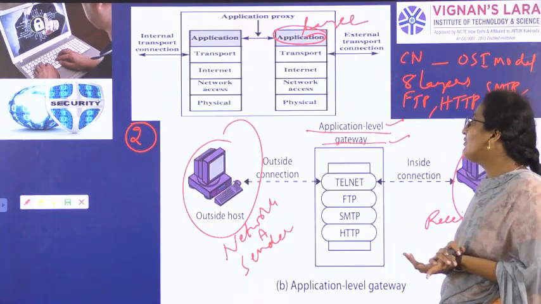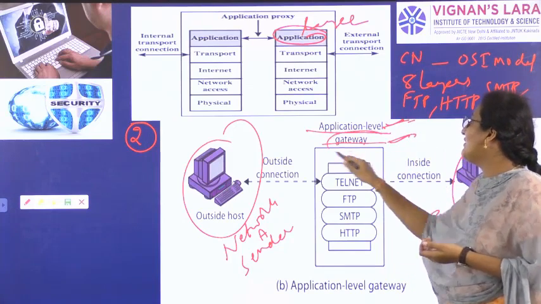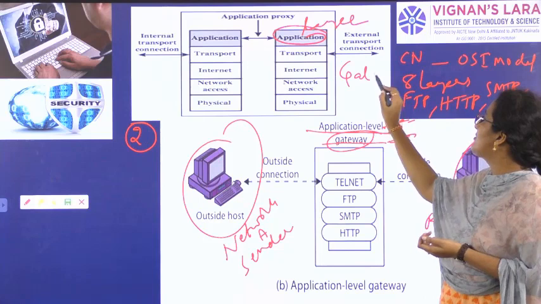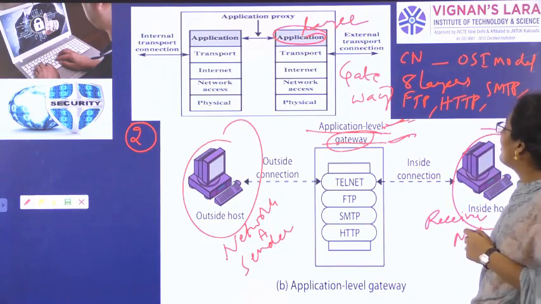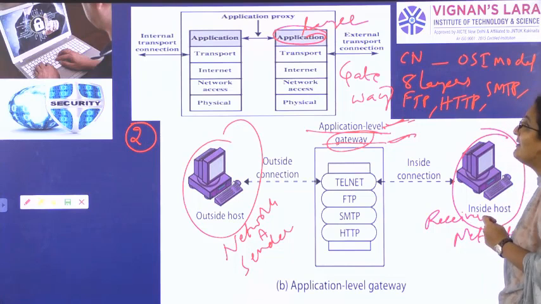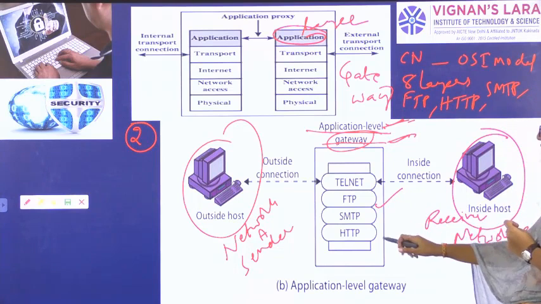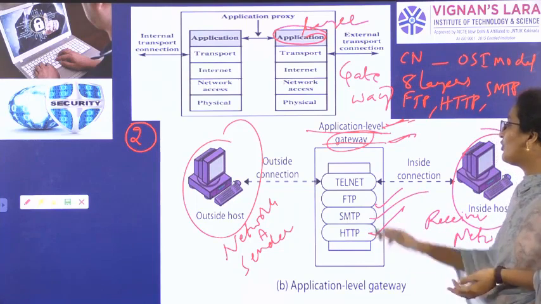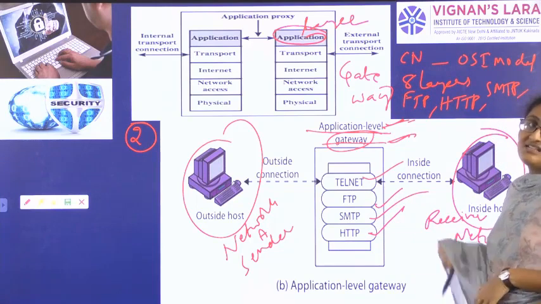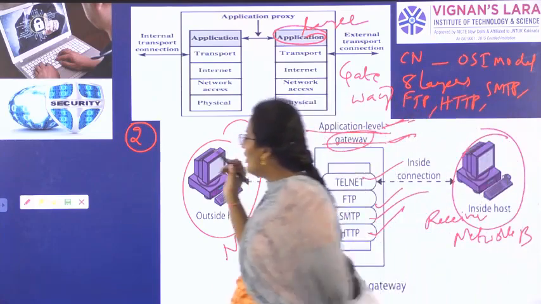Now what is the second firewall? We have application level gateway. So the firewall will also act as an entry point, nothing but a gateway. As I already told you, what protocols will be in the application layer? File transfer protocol, hypertext transfer protocol, simple mail transfer protocol, and telnet. Telnet is for remote access. So what is telnet for?